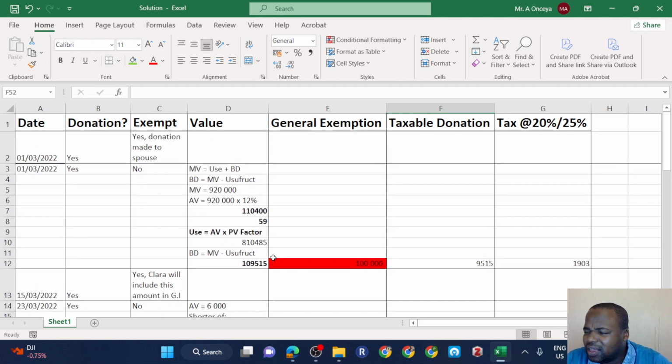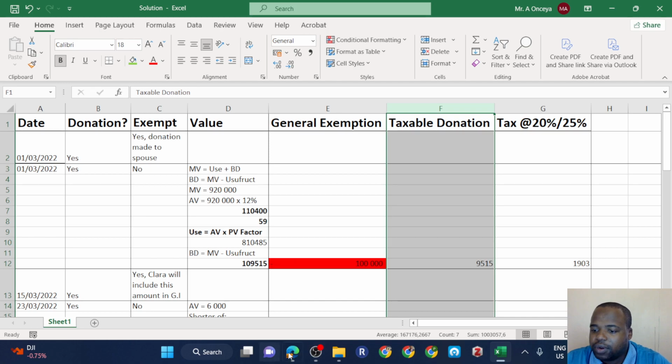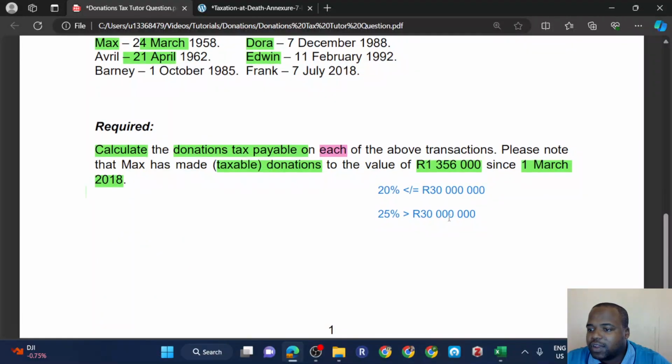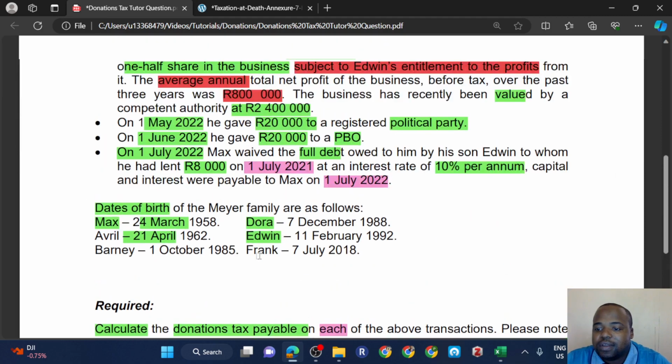And then what other thing is very important? Oh yeah, it's 20%, like we already wrote here. If the aggregate value of his taxable donations is less than or equal to 30 million rands, use 20%. But if it's more than 30 million rands, then it's 25%.